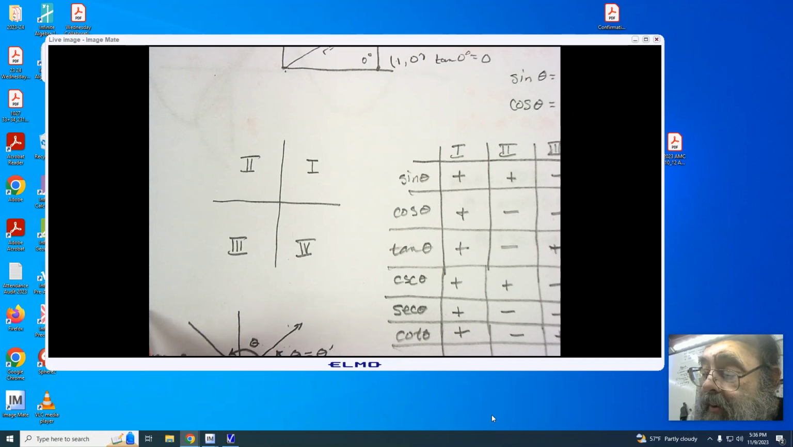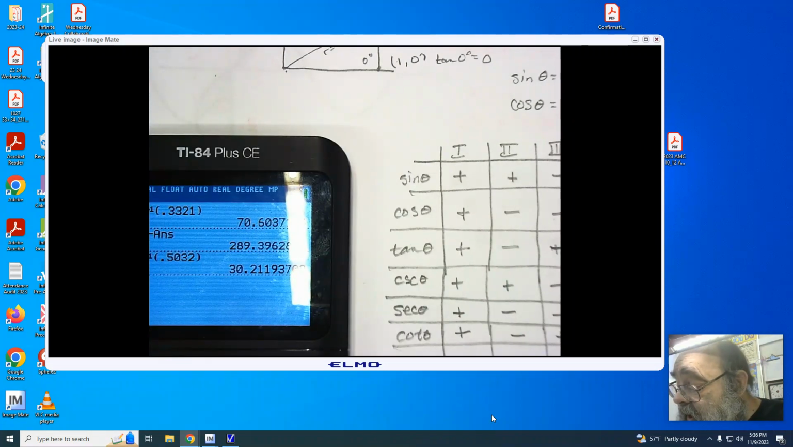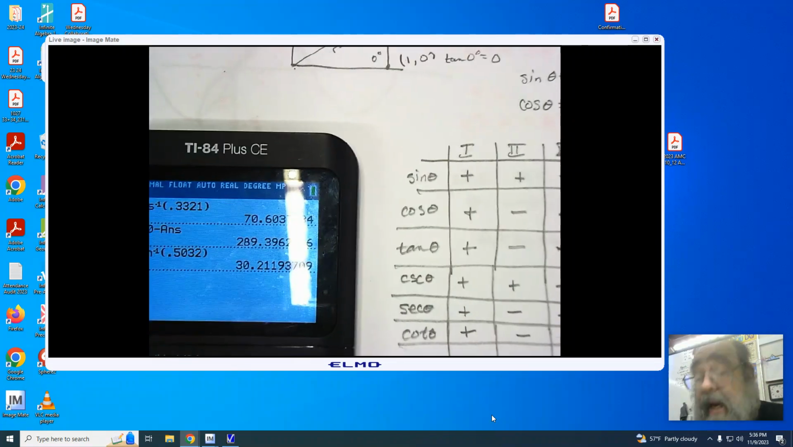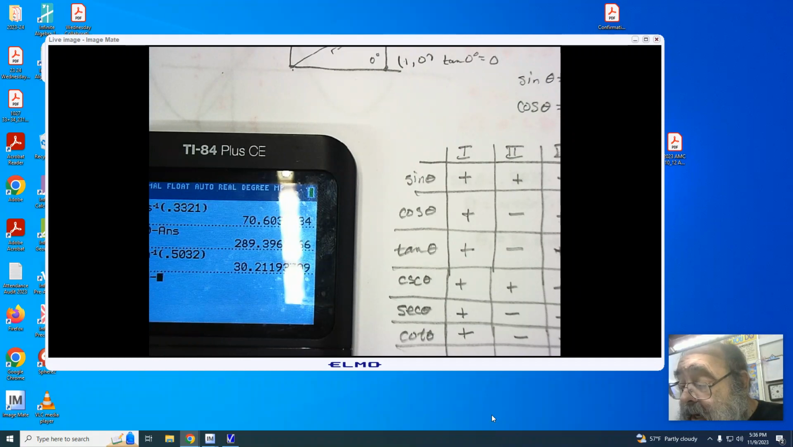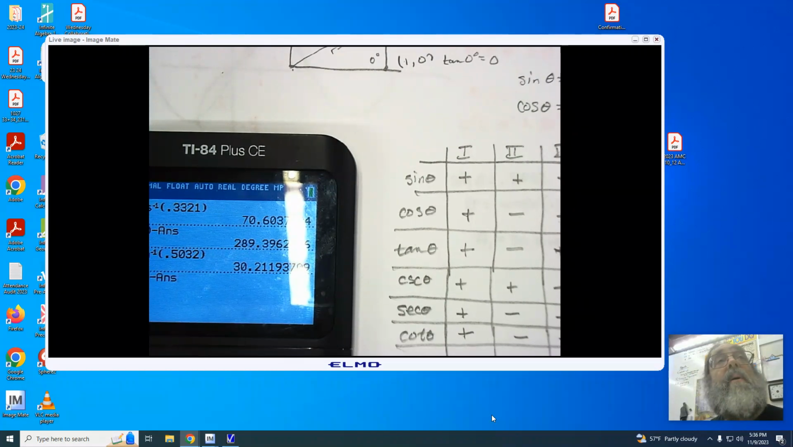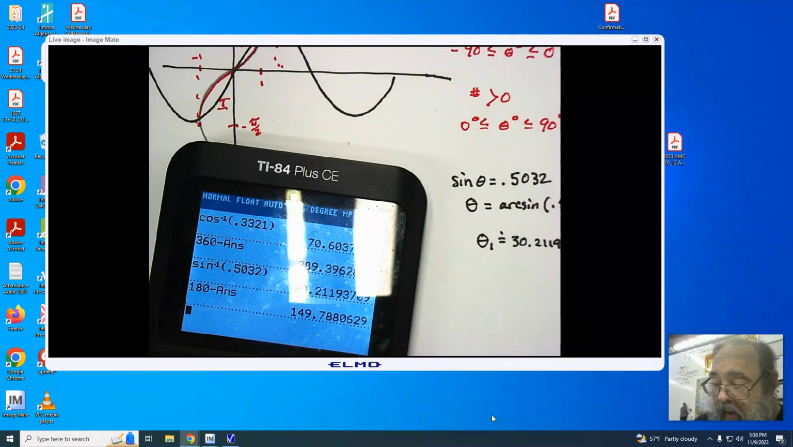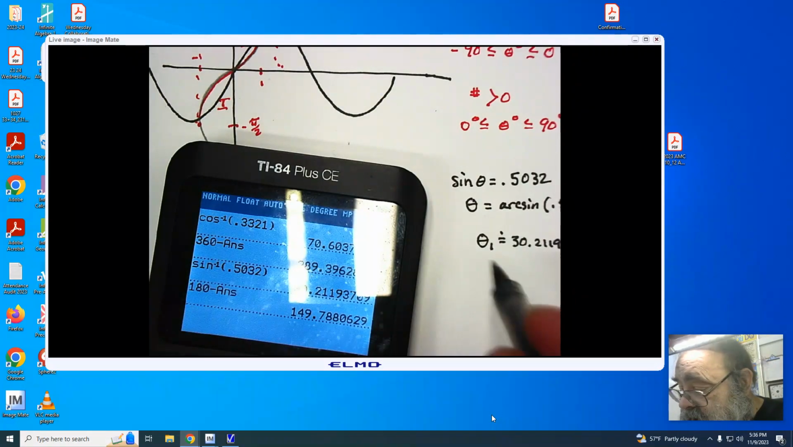I can say it's 180 degrees minus theta prime will give me theta. Since I already have my theta prime, 30 degrees, I am simply going to go 180 minus my answer. When I hit enter, I get my second solution, 880. And that's what I'm going to write for my theta number 2.